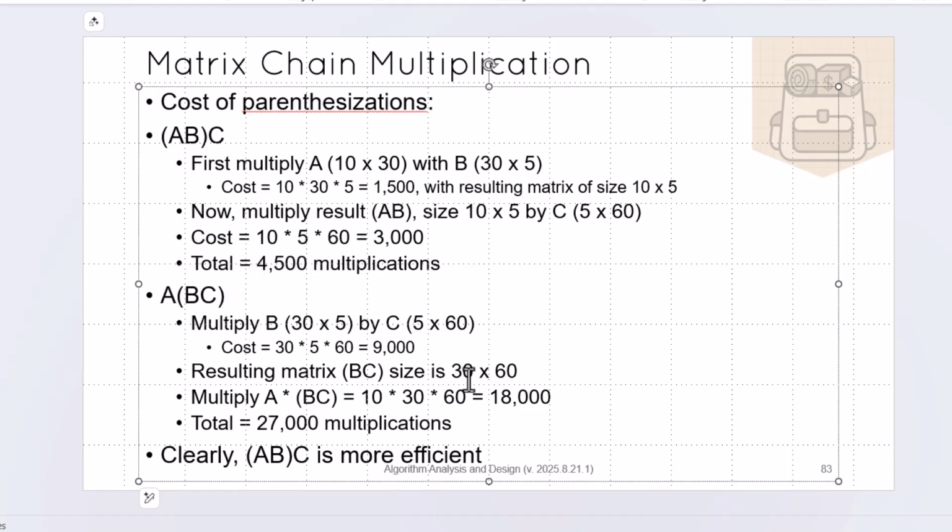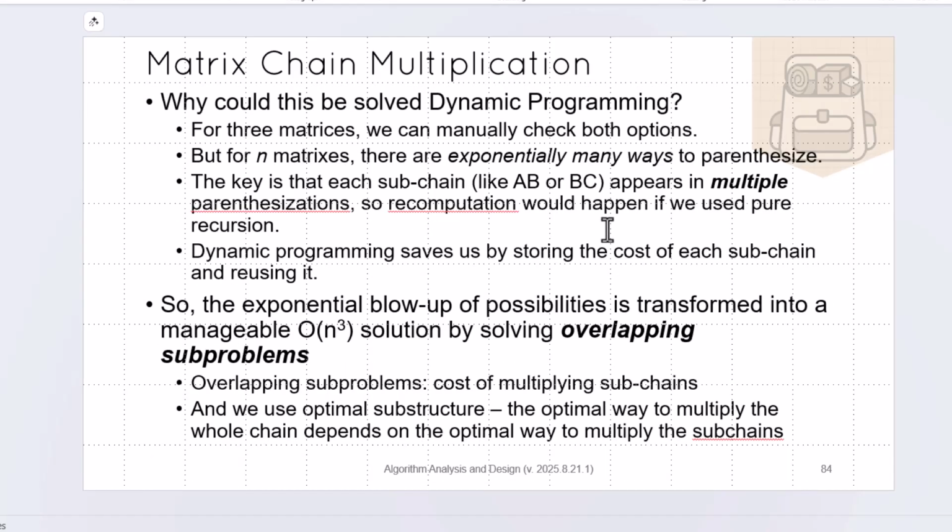The resulting matrix is 30 by 60. Now, what about our A? Our A is a 10 by 30. So 10 by 30 by 60 is 18,000. In total, we have 9,000 plus 18,000, that's 27,000 multiplications versus 4,500 multiplications. So clearly, multiplying AB first and then multiplying by C is more efficient. Okay, that's the chain multiplication problem.